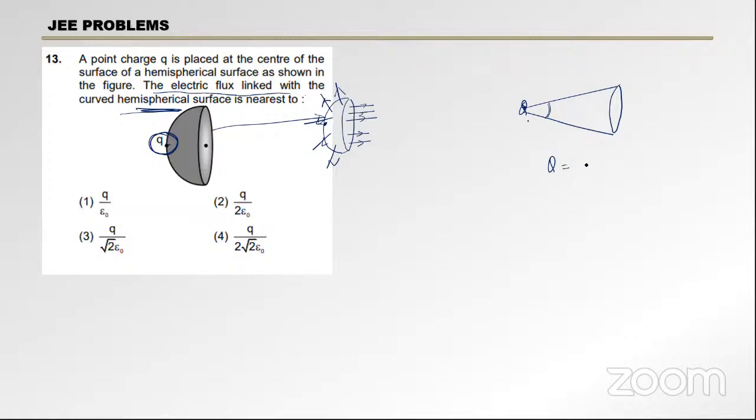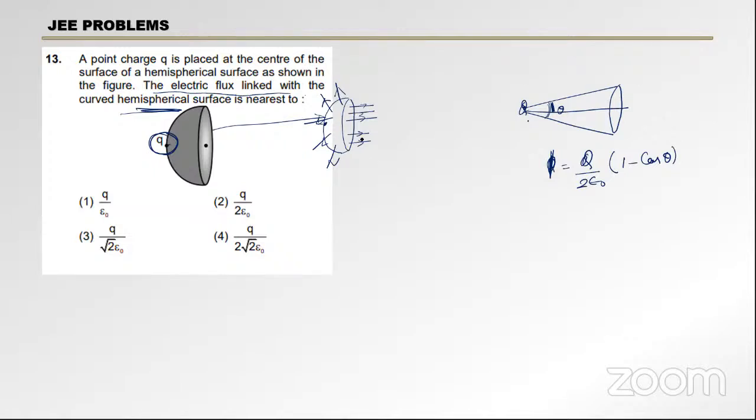Sorry, flux, not charge. Flux is equal to Q by 2 epsilon naught into 1 minus cos theta, where theta is the angle, right? Sorry, theta is the half angle. This one. This comes, you know this?